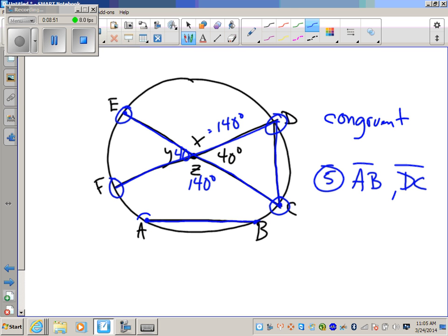However, some chords might not be diameters. Does that make sense? Yes?